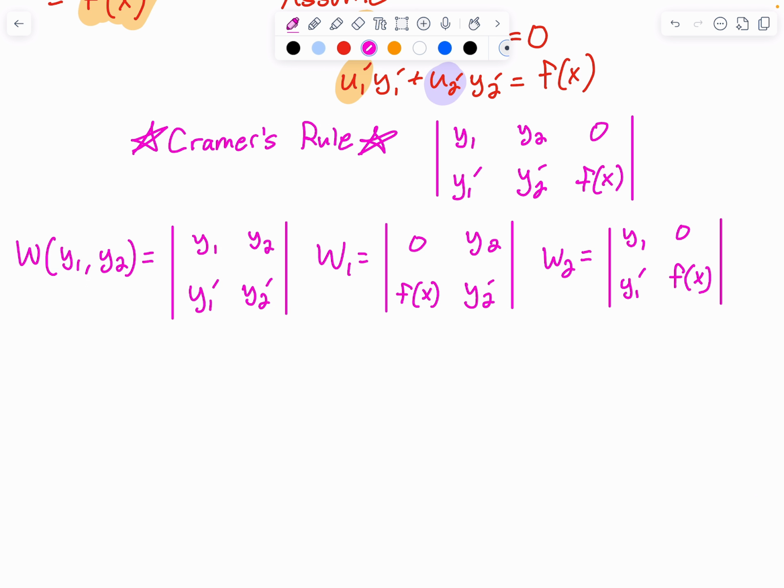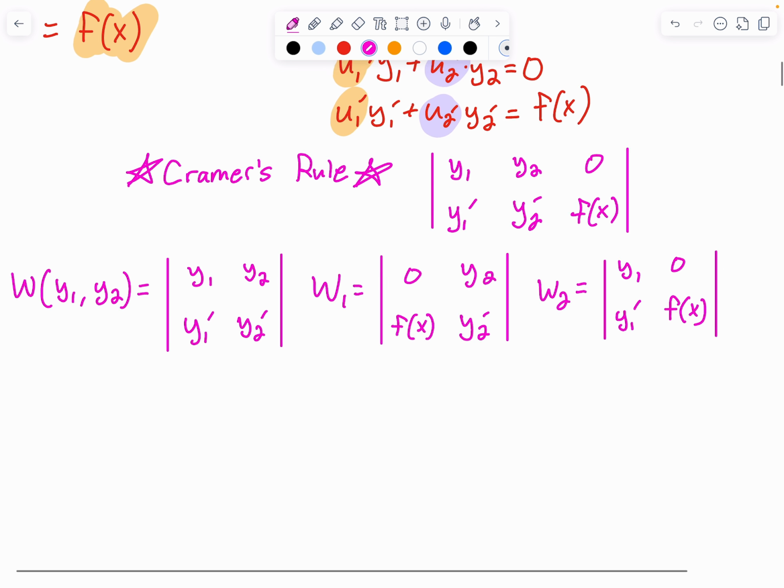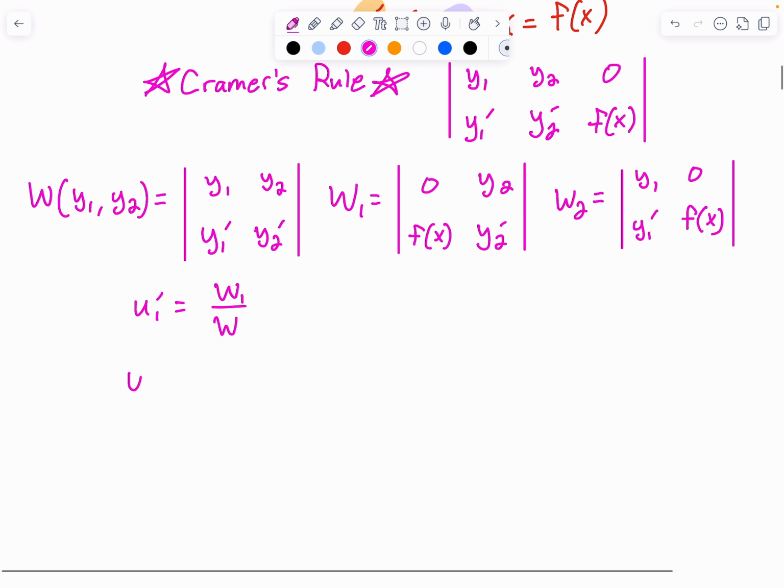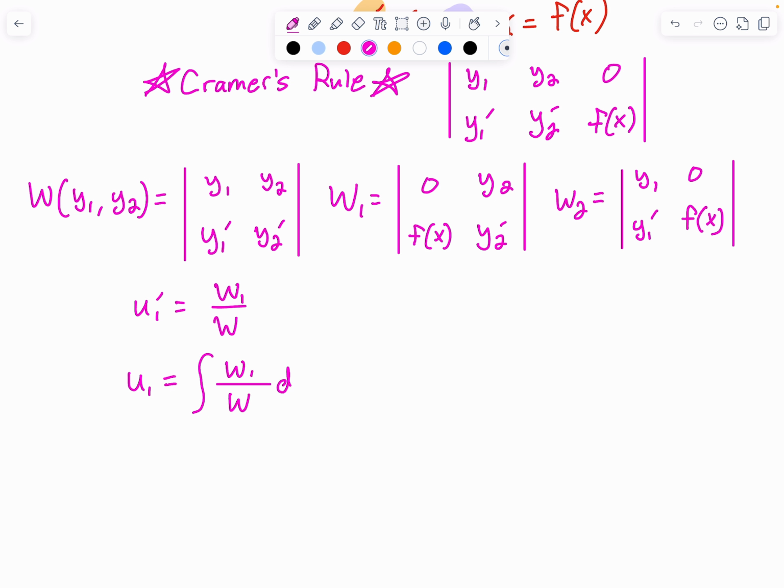What we get from this is Cramer's rule, that I get the variable u1 prime. Remember, that was what was in question at the top. That's what we're trying to find. This is going to be equal to w1 divided by w, which means that I can find u1 by taking the integral of w1 over w dx. Same thing for u2. So u2 prime is equal to w2 over w, which means u2 is equal to the integral of w2 over w dx. And that's how we'd find them. We'd multiply them by our original functions, our y's, to get our new solution.